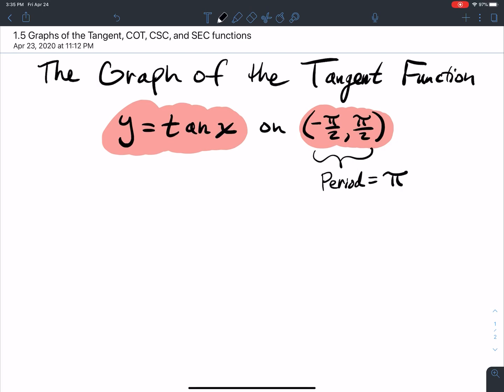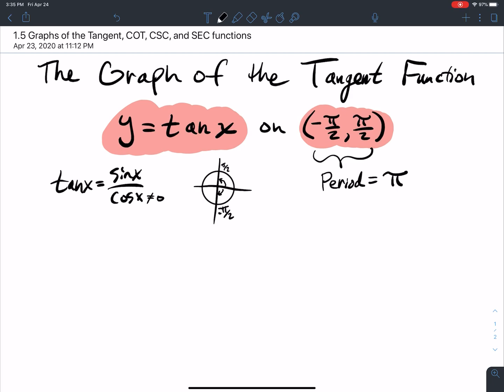You think about tangent theta, or tangent x, is sine x over cosine x, right? So as long as cosine x is not equal to 0, we're good to go. Well, what do we know? If you think about a unit circle, where is cosine equal to 0? That's the x value. It's equal to 0 at pi over 2. But also, if you rotate all the way around, that's 3 pi over 2. But if you rotate this direction, that's negative pi over 2.